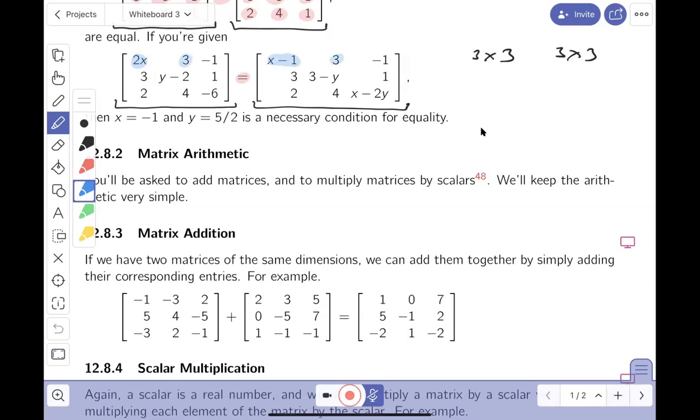This and this, they are the same. That's not a problem for me. This and this, well, they're the same. That's fine. This and this, they're the same.